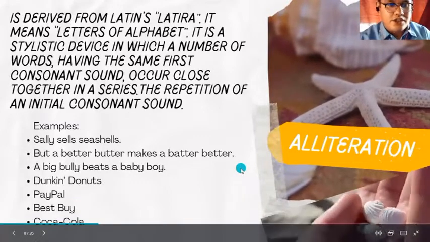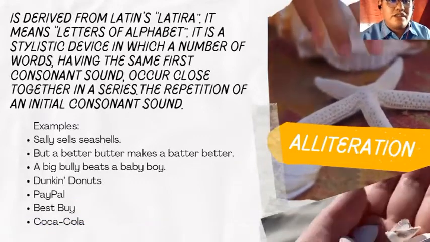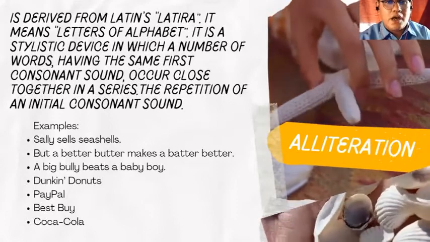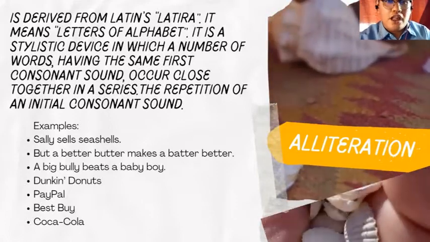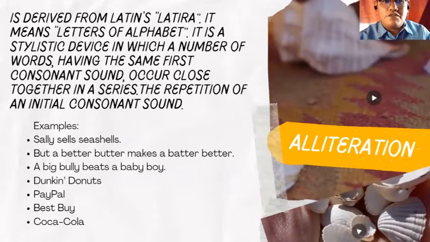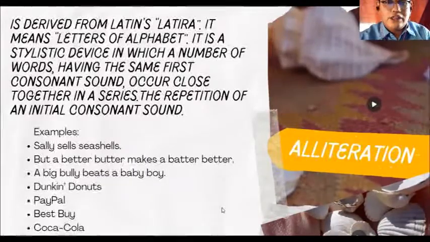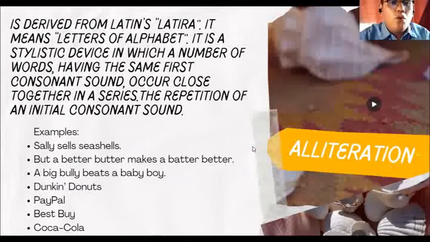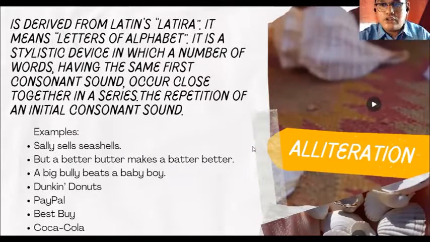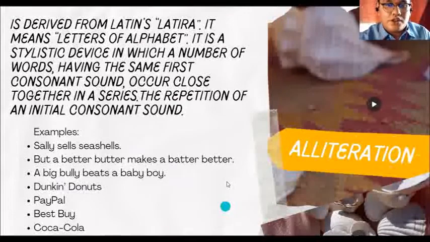Next is alliteration. So sa alliteration naman guys is derived from Latin littera. It means letters of the alphabet. It is a stylistic device in which a number of words having the same first consonant sound occur close together in a series. Okay, the repetition of an initial consonant sound. So, okay, tatandaan niyo guys sa alliteration, okay, nauulit yung initial consonant sound. Okay? Most of the time, ito yung mga tongue twister. Okay?